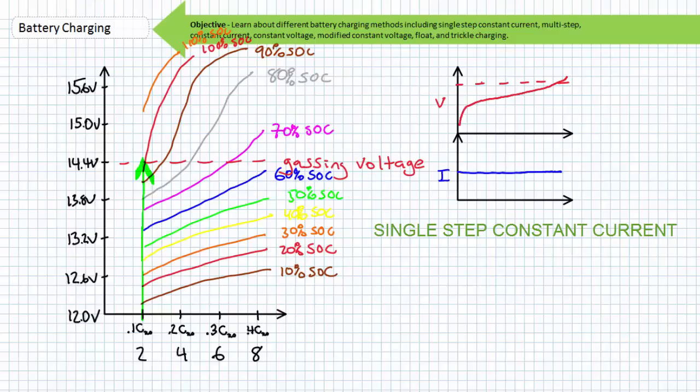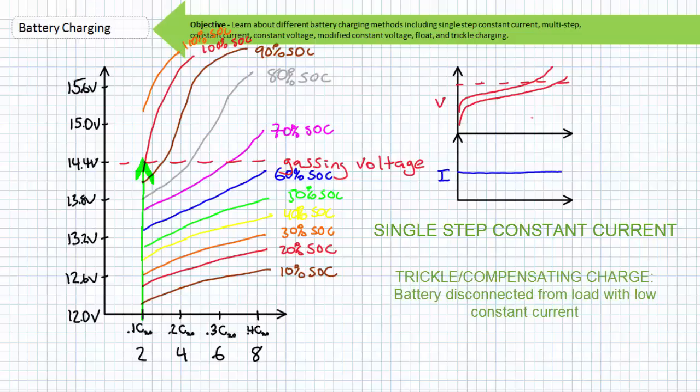The voltage of a deeply discharged battery undergoing a single-step constant current charge would steadily increase over a long period of time until it reached the gassing voltage above which the battery could be damaged. A partially discharged battery undergoing a single-step constant current charge would also steadily increase, only it would reach the gassing voltage quicker than the deeply discharged one.